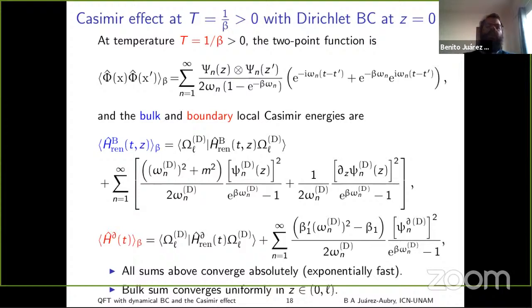Okay, so let me go now to finite temperature. You write the 2-point function for a field in a thermal state at temperature 1/β that is positive, and you can likewise compute the bulk and boundary Casimir energies. So you find that they differ from the ones in the vacuum by some complicated looking sum, but in fact these sums converge absolutely and exponentially fast in both cases. And moreover, for the bulk field, they converge uniformly in Z in the interval. So they converge very rapidly.